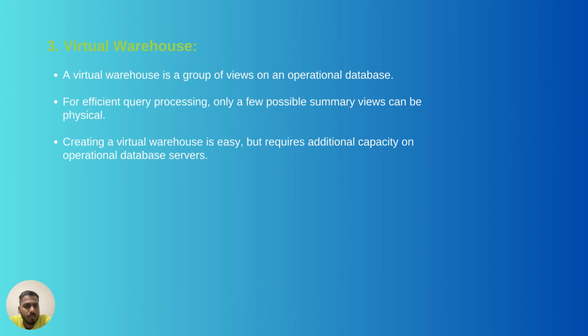Virtual warehouse. A virtual warehouse is a group of views on an operational database. For efficient query processing, only some of the possible summary views may be materialized. Creating a virtual warehouse is easy but requires additional capacity on operational database servers. A virtual warehouse is a virtual database which is kept only for efficient query processing, and only a few summary views can be physical.